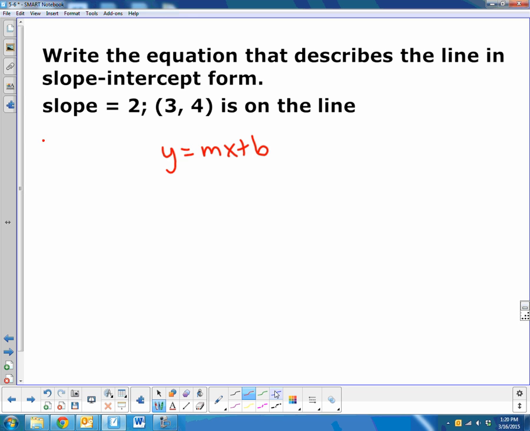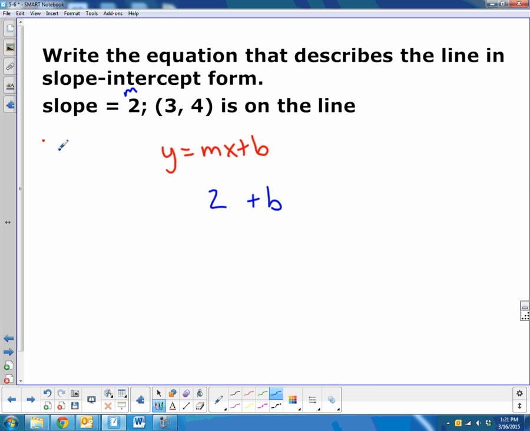We know the slope. The slope is 2. M is 2. So we can put 2 right there. We don't know the y-intercept because it doesn't tell us the y-intercept. And we know that plus is plus. So I'm going to put, not a 6, sorry, my b's and my 6's look a lot alike. There we go, b.